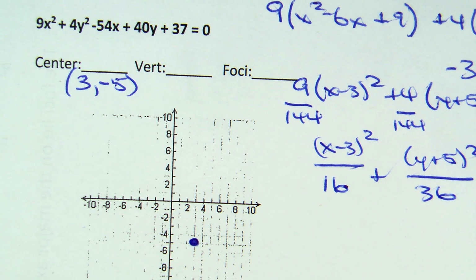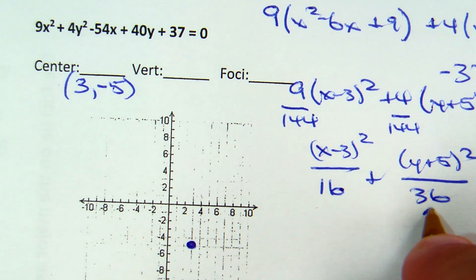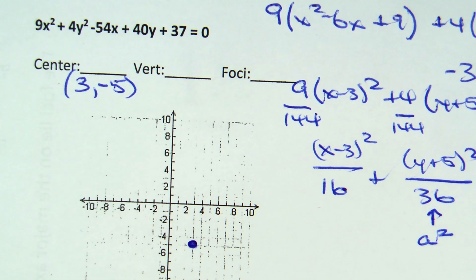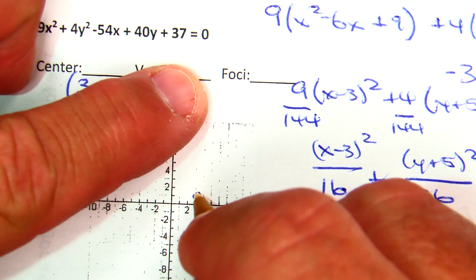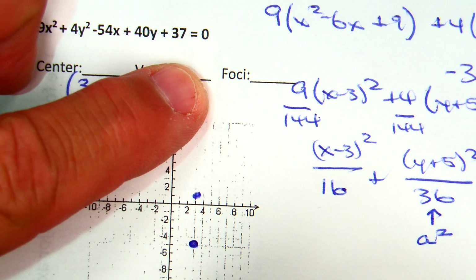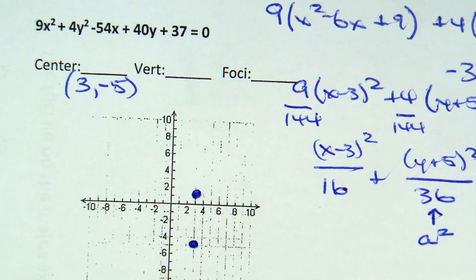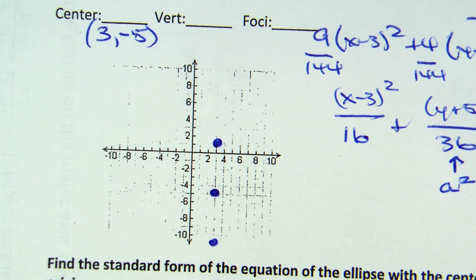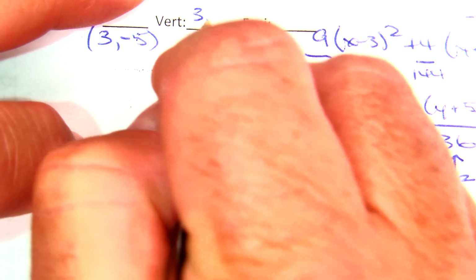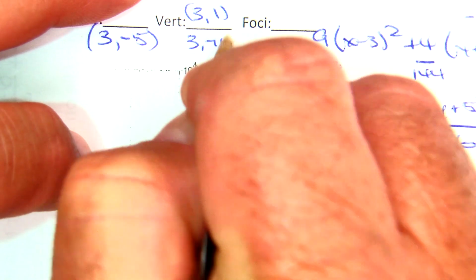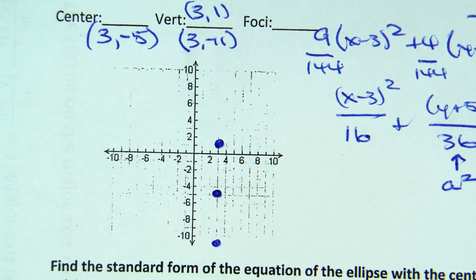I'm then going to look at my fractions and see which one is bigger. Is underneath the x bigger or underneath the y bigger? The y. That, ladies and gentlemen, is your a squared. You then do the square root. What's the square root of 36? 6. That means I'm going up 6 and down 6. Those are my vertices. So that's going to fall at 3, 1 and 3, negative 11. Notice the x-coordinate is always the same. One of your coordinates will always be the same throughout this process.